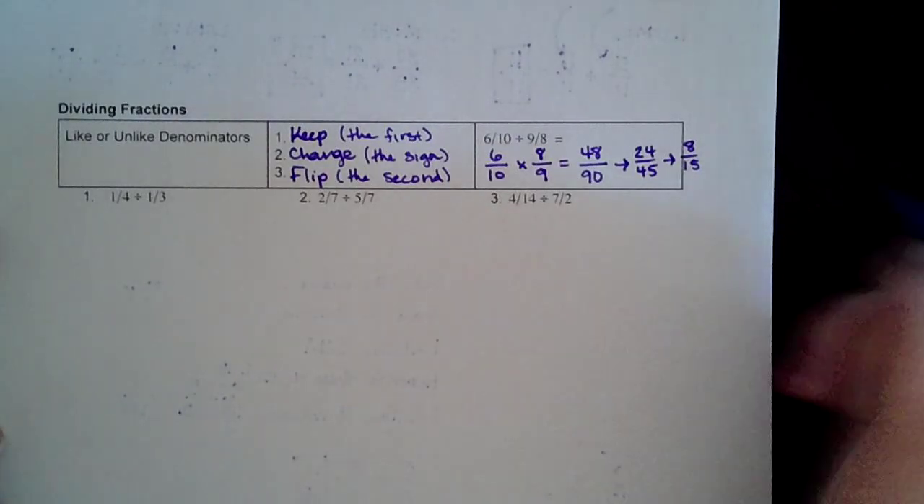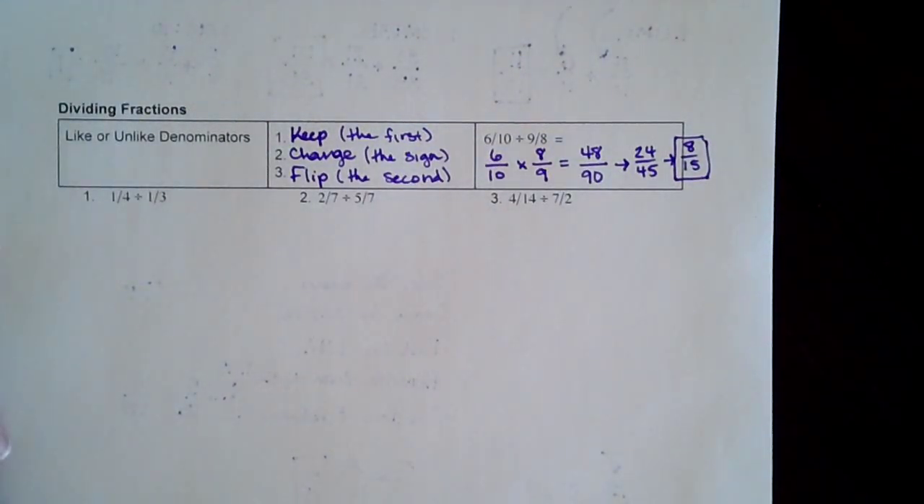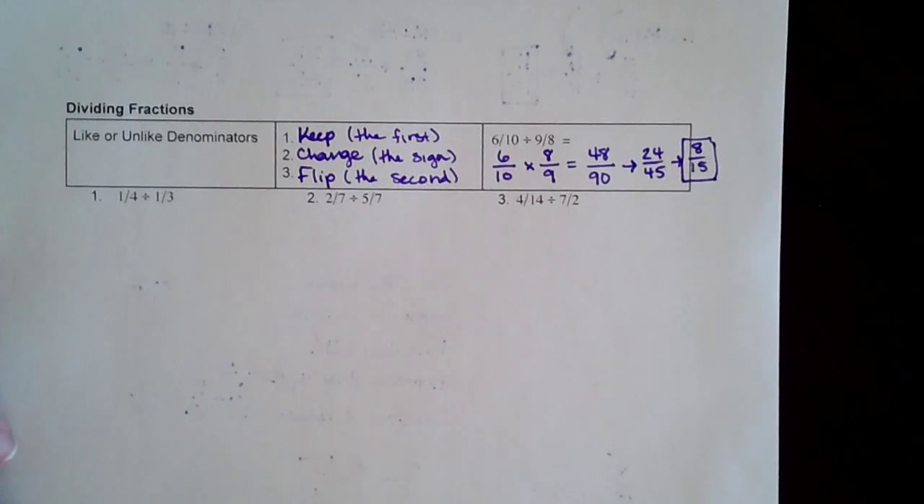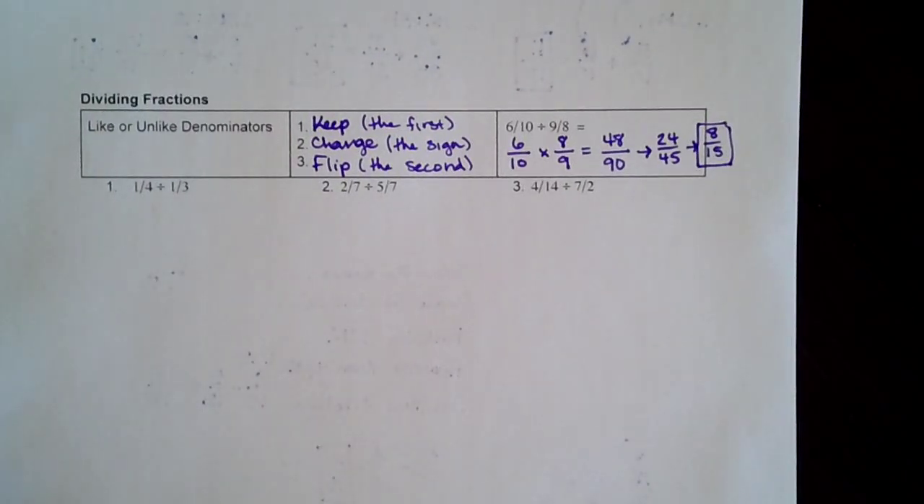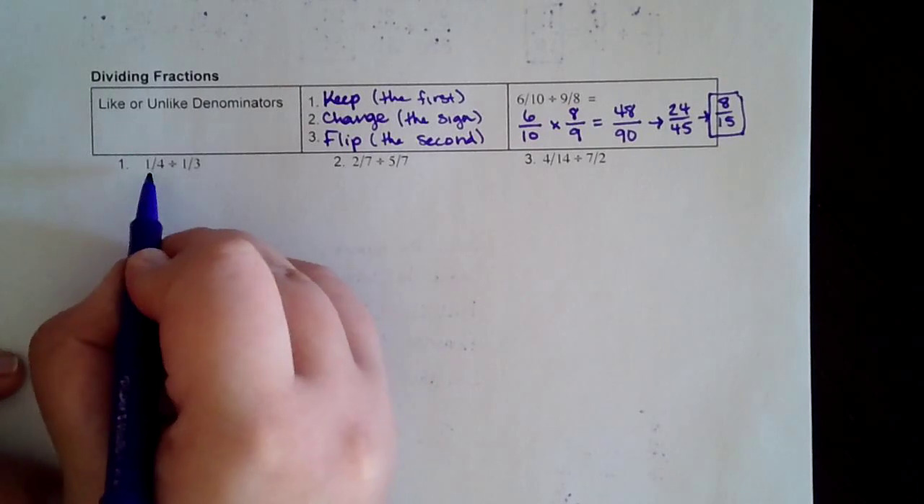And you can't simplify any further? There you go. 8 over 15. Took me a minute, but that's okay. Even math teachers are a little bit slow with certain problems sometimes. 48 has always been one of those numbers I didn't like. Anyway, let's keep going with that.